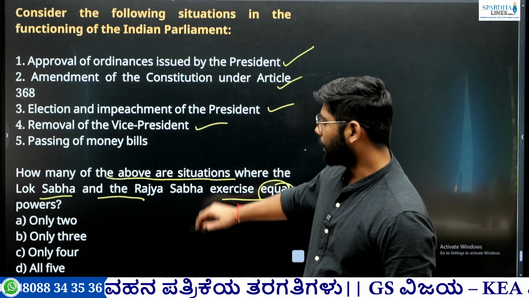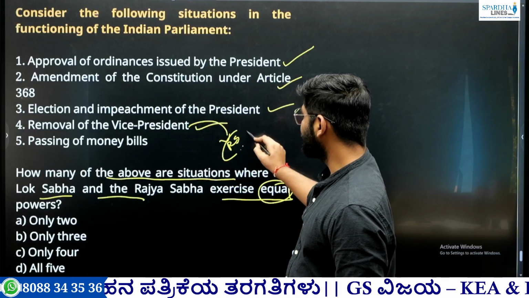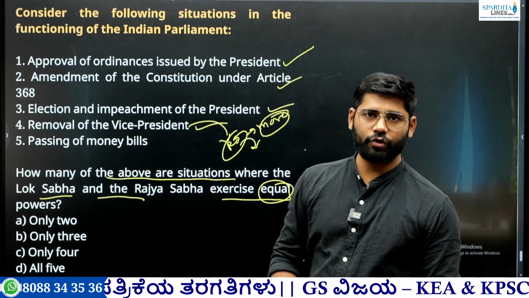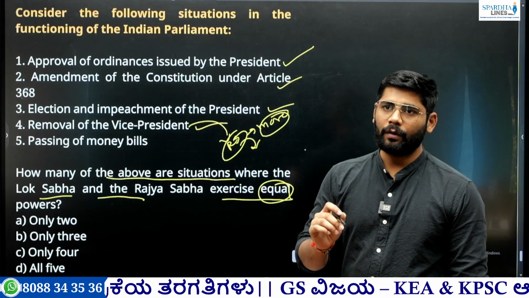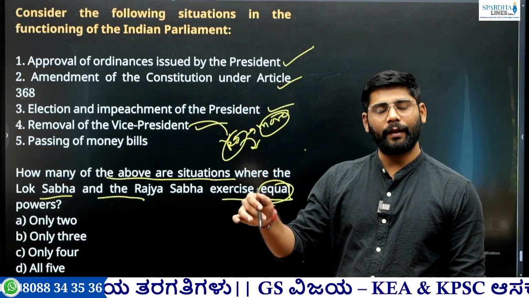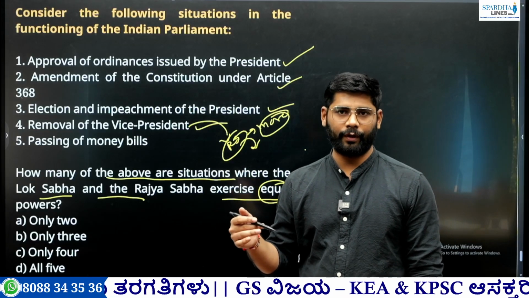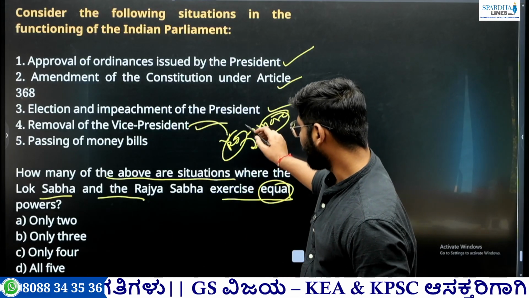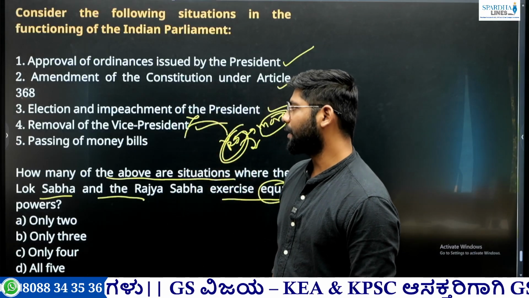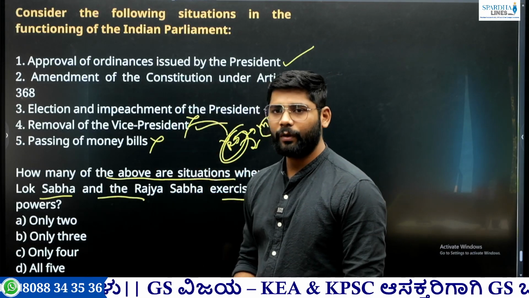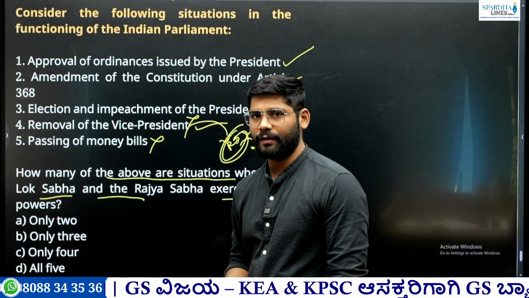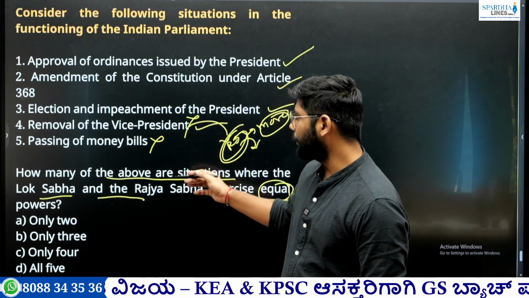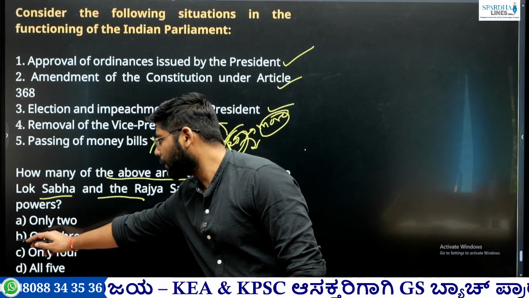Then removal of the Vice President. Here Rajya Sabha has more power, because the resolution to remove the Vice President must originate in Rajya Sabha, and Rajya Sabha needs to pass it with a special majority, and Lok Sabha only with a simple majority, that is, present and voting. So that's why Rajya Sabha has more power. So this does not qualify. And when it comes to passing of the money bill, we all know Lok Sabha has more power, not Rajya Sabha. Rajya Sabha has nearly negligible power. So the fourth and fifth are wrong. 1, 2, 3 are correct. So only 3 are correct here.